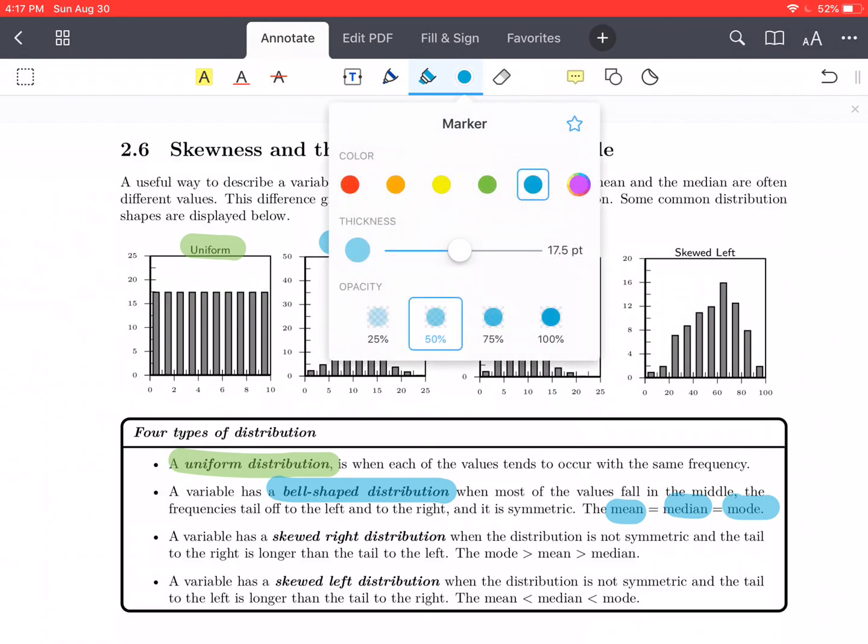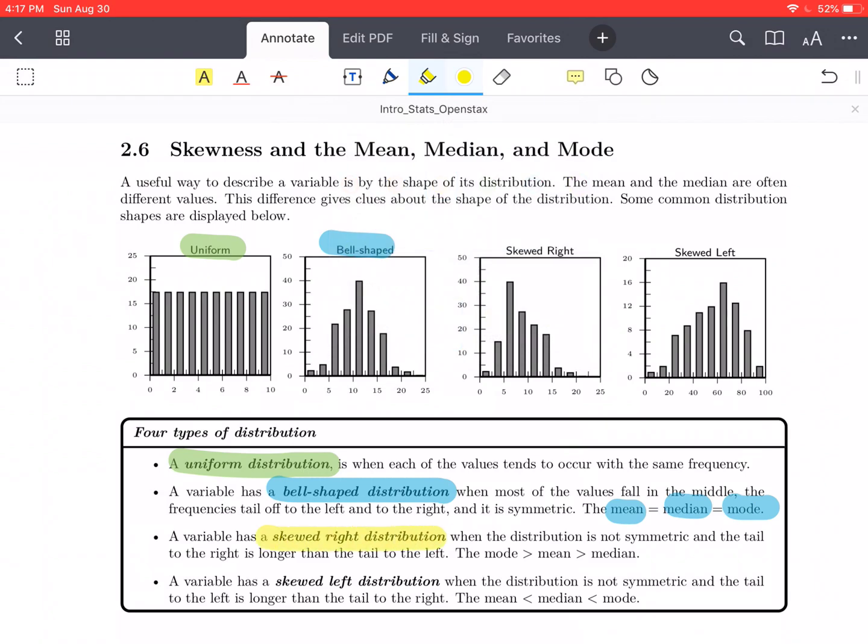Okay. Then we have a skewed right distribution here, where all of the values are grouped to the left. Now, when you're thinking about skewing data like this, it's kind of opposite of what you would think. You have to think about it kind of backwards. So if it's skewed right, that means all the data is on the left over here. The reason we call it skewed right is because the tail is off on the right. So this is when the distribution is not symmetric and the tail to the right is longer than the tail to the left. So the mode is bigger than the mean, which is bigger than the median.